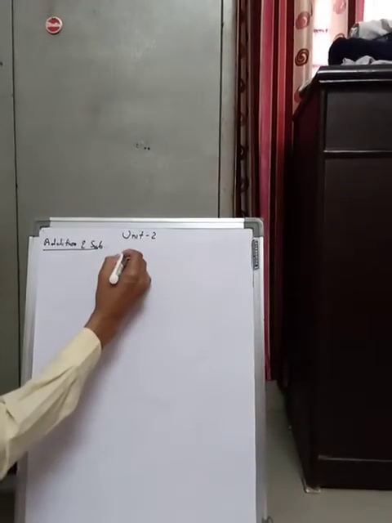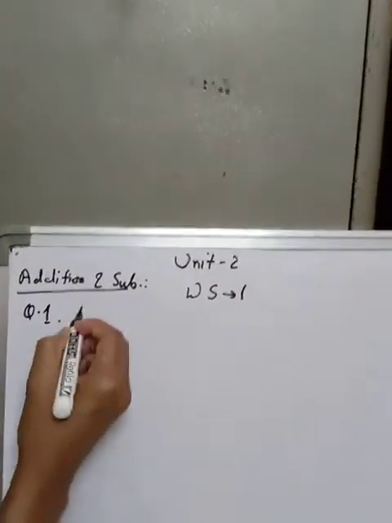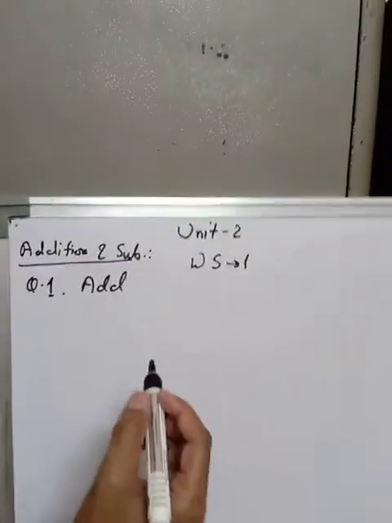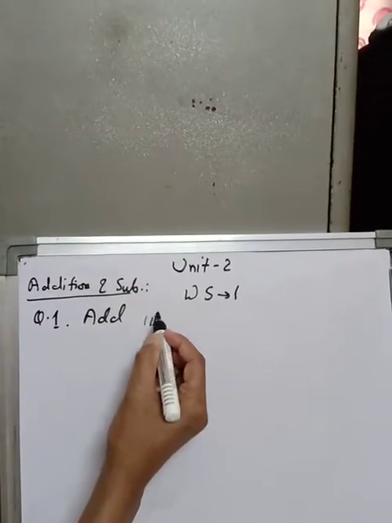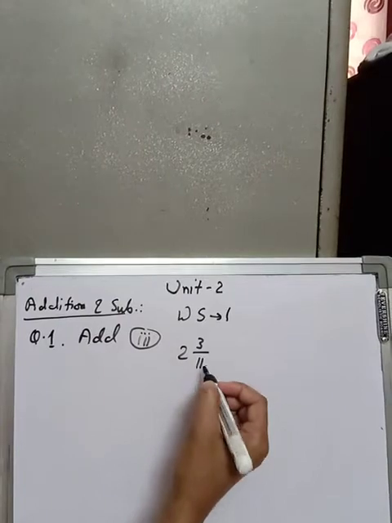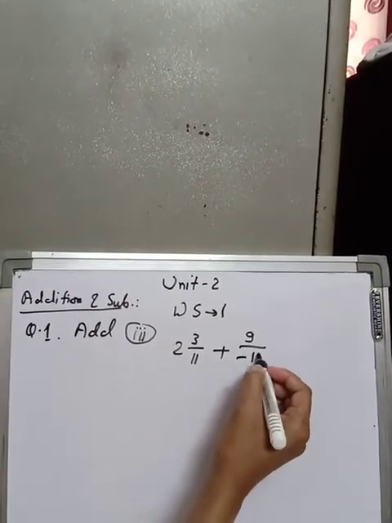First we will learn addition and subtraction, that is also called find the sum. I am showing you some examples from your worksheet 1. From worksheet 1 I am solving question number 1, the add questions, and I am solving the third part. The question is 2 3 by 11 plus 9 by minus 11.